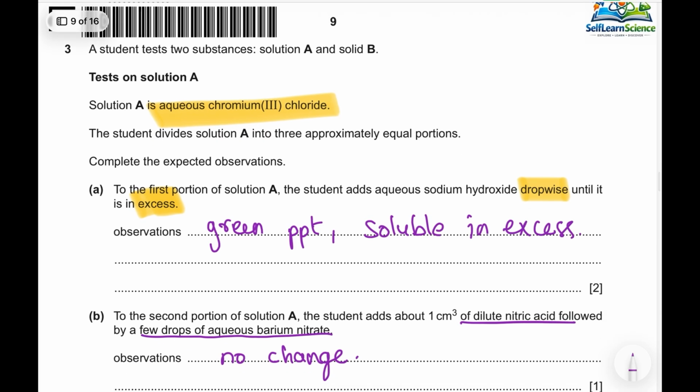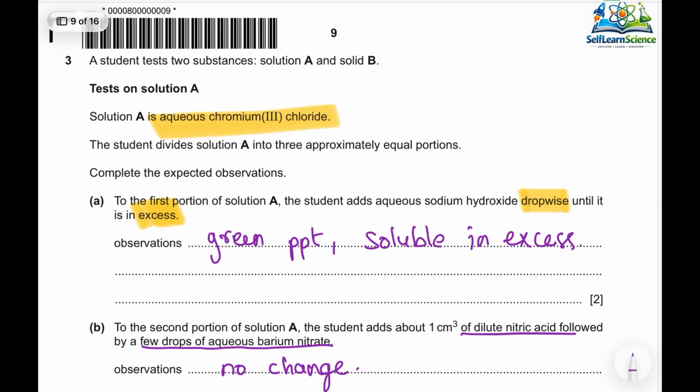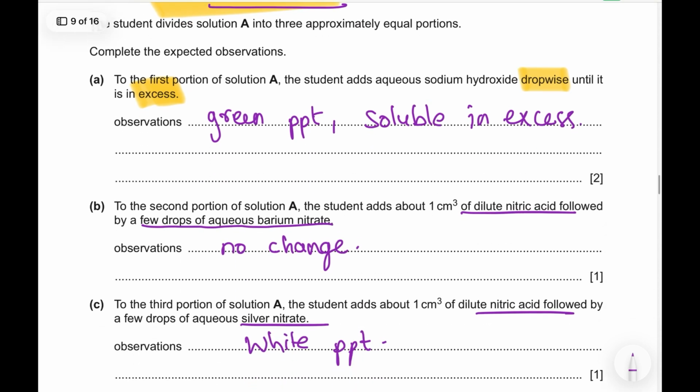Okay, next we have question 3, which is your qualitative analysis. Here you have 2 types of questions. One is where you already know the solid, and the second is where the solid is unknown, which you have to identify. So in the first question, solution A is aqueous chromium 3 chloride. It is already known that we have chromium 3 chloride. The student divides the solution into 3 approximately equal portions and performs different tests.